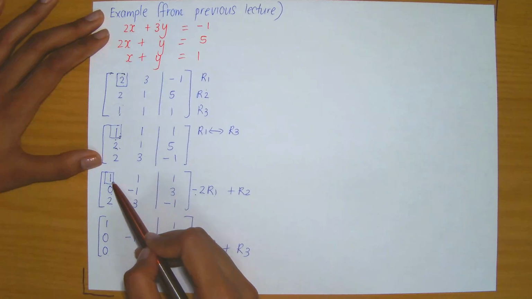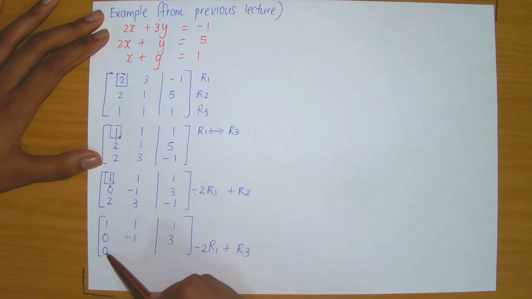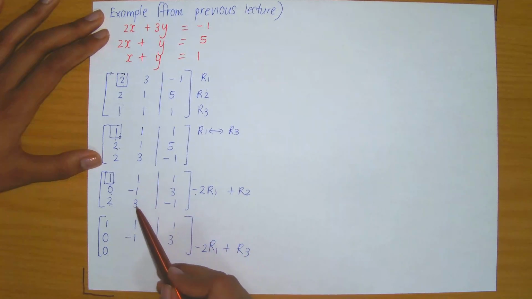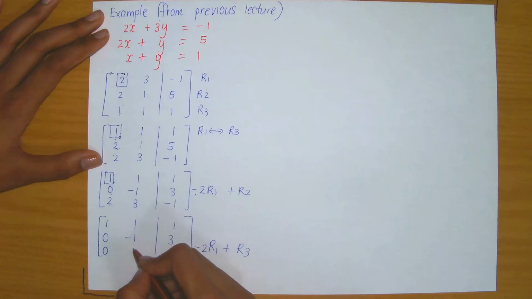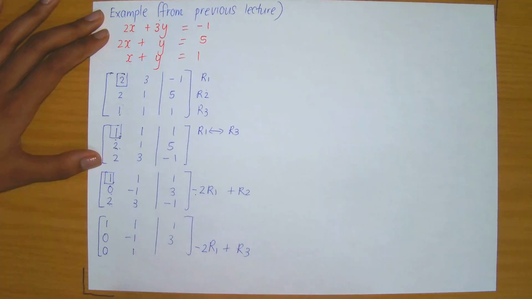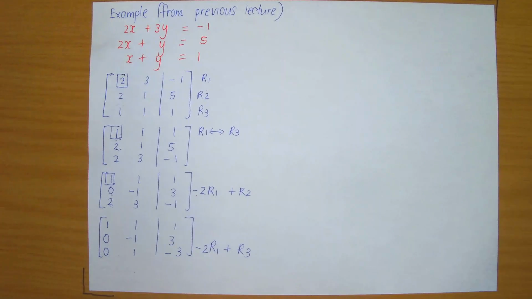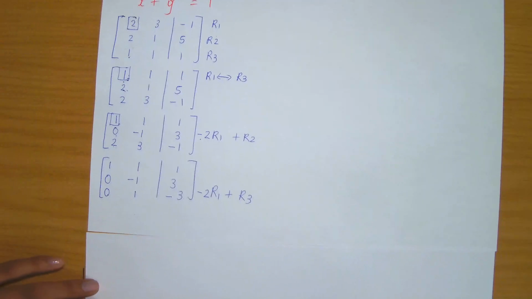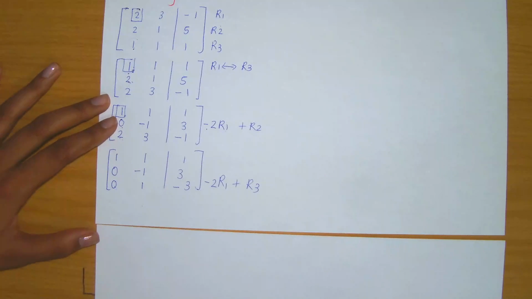So minus 2 times 1 added to 2 gave me 0. Minus 2 times 1 is minus 2 added to 3, and I will get 1. Minus 2 times 1 is minus 2 added to minus 1, and I get minus 3. So this is what we now have. Continuing with the procedure, I'm going on to the next page.